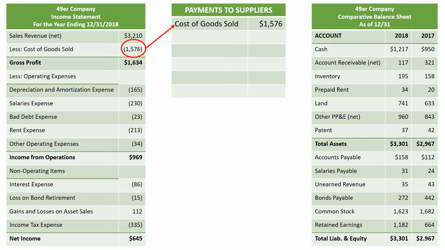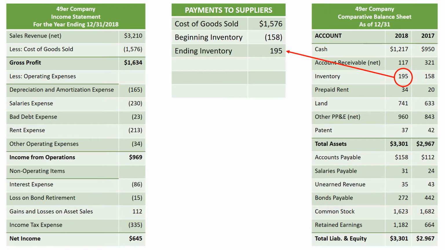So now we're going to move to the next item on the income statement, which is cost of goods sold. And we're just going to call that payments to suppliers. And so we start with that cost of goods sold number, and then we look at our beginning inventory. So beginning inventory are costs that would have been included in cost of goods sold, but would have been purchased or paid for in 2017. So we need to subtract that out.